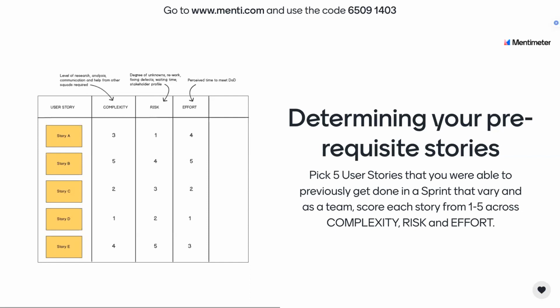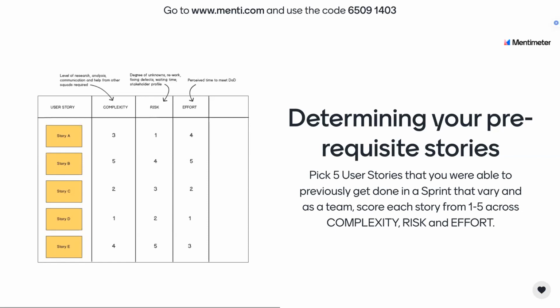So weight each of those user stories against that complexity from 1 to 5. And you do this as a team together, so you all decide on it and work through that together. Do the same thing for risk, which speaks to the degree of unknowns about what we're trying to do, the rework that might be involved, fixing defects, the waiting time on others, even the stakeholder profile. If you've got very active stakeholders who want to change things again and again and again, that equates to risk, because obviously it's slowing us down in getting it done. So evaluate it based on risk.